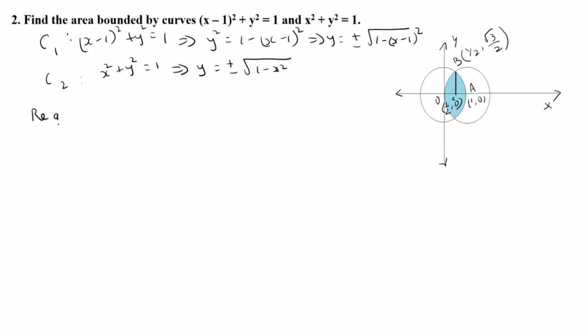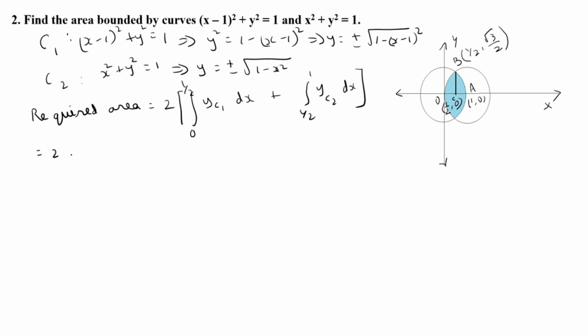So we can write the required area is equal to 2 times integral 0 to half y by C1 dx plus integral half to 1 y by C2 dx. So this is equal to 2 times integral 0 to half root of 1 minus of x minus 1 the whole square dx plus integral half to 1 root of 1 minus x square dx.